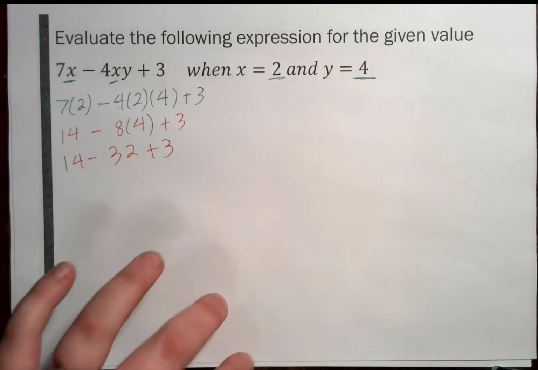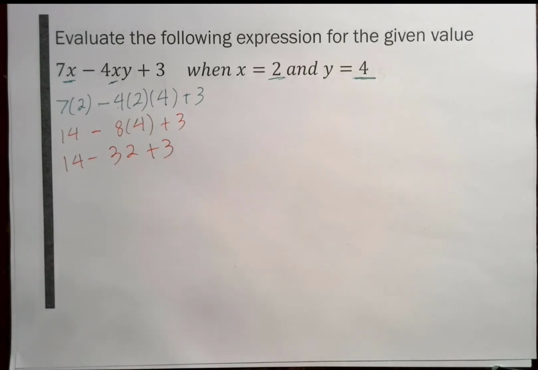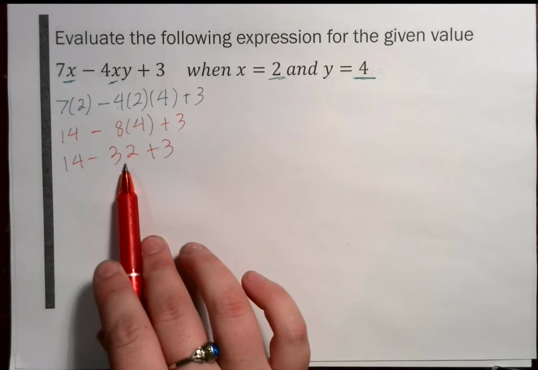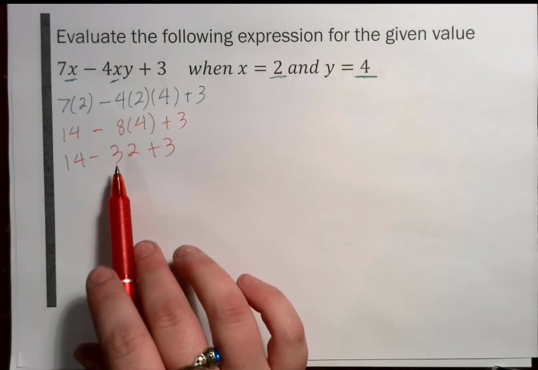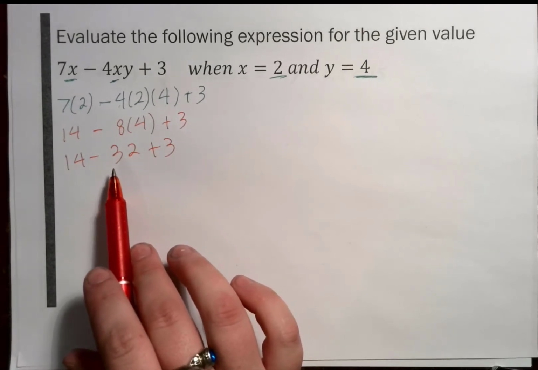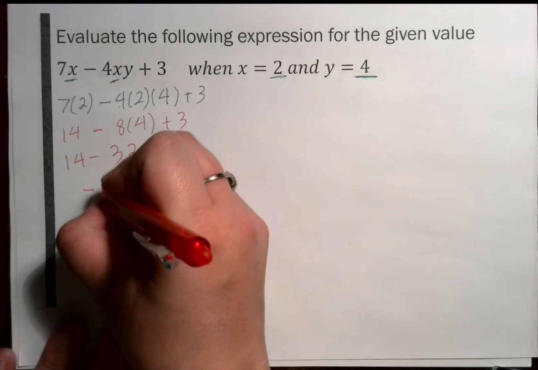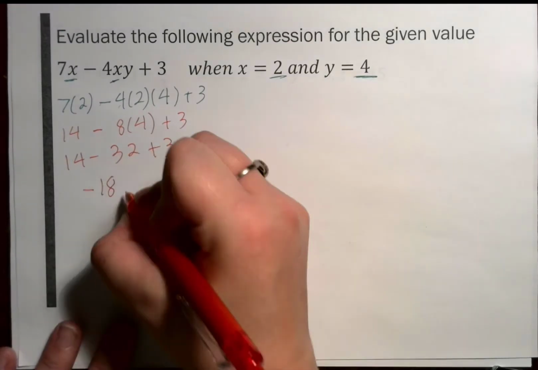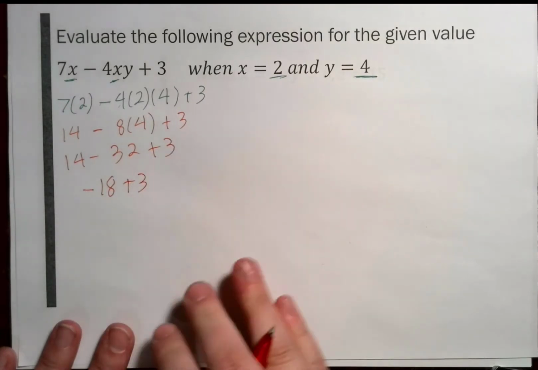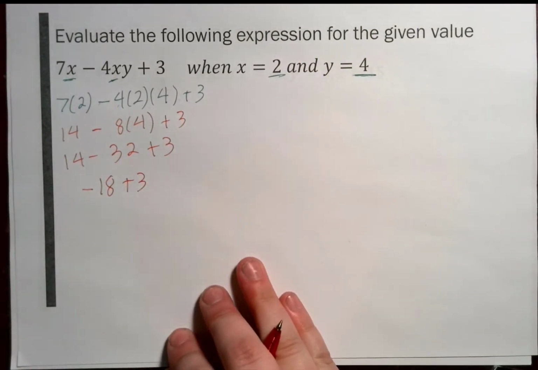Okay. And we're always working left to right when we add and subtract, multiply and divide. So I'm going to do 14 minus 32, which is negative 18, plus 3. Which is negative 15.